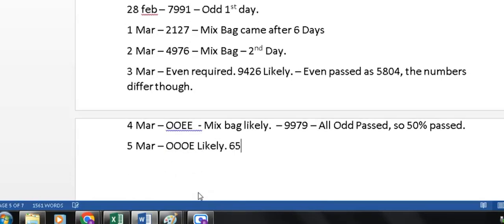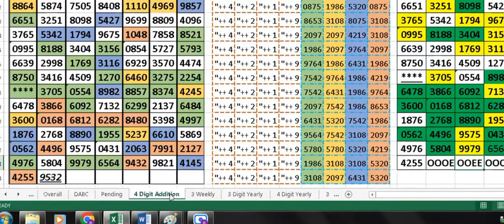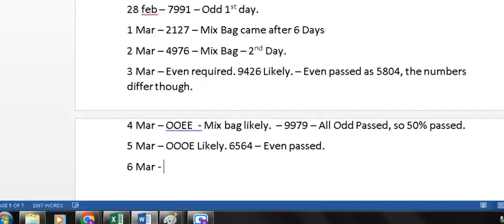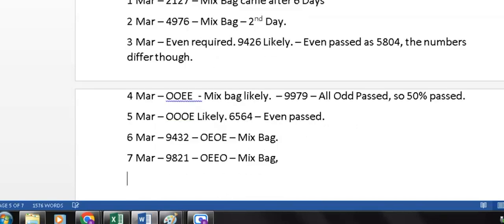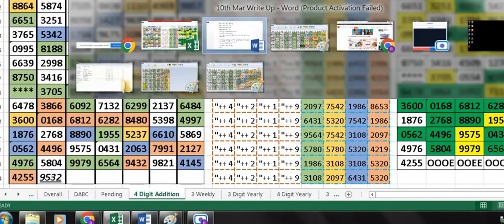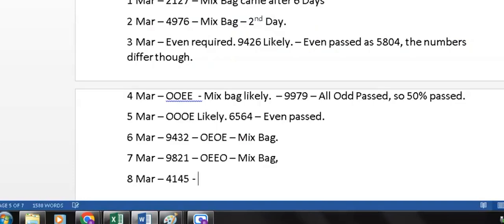You can play. So we'll start with the 4-digit sequences that we haven't updated for the last maybe 4-5 days. We'll just quickly update these sequences and then focus and move on to the next particular sequence. So mixed bag is coming in the 4-digit DABC sequence. This is the fourth day in a row that we've had a mixed bag, and it's most likely that the mixed bag is going to continue.